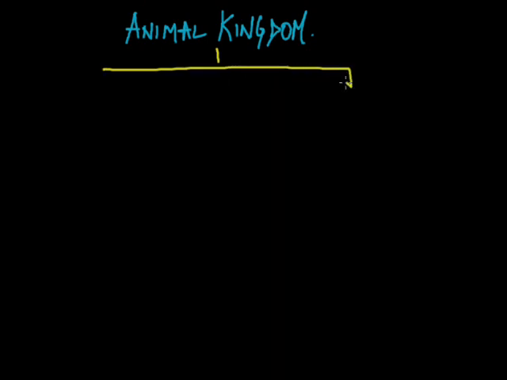Today we're going to discuss the animal kingdom. As we have discussed the plant kingdom, now the animal kingdom we broadly divide into two categories on the basis of notochord. Notochord is nothing but the primitive vertebral cord. On this basis, two types of animals can be divided.